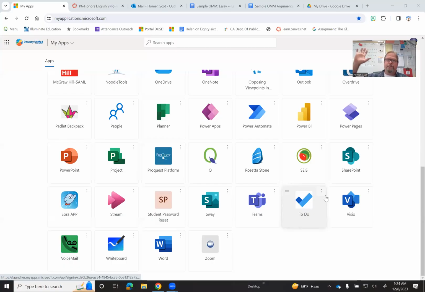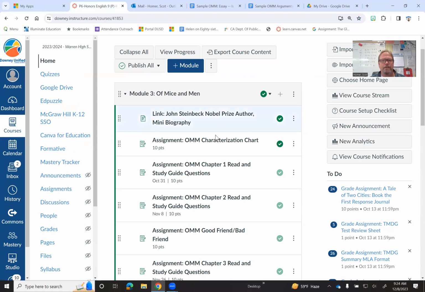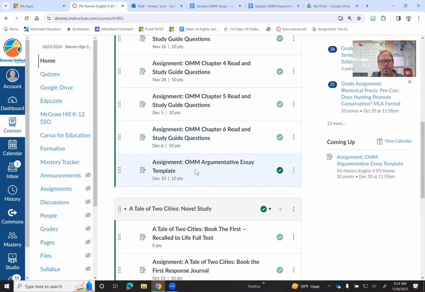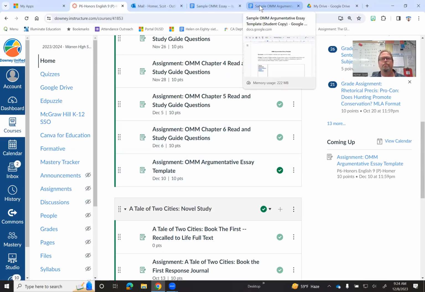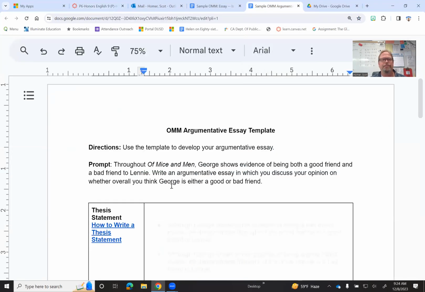And hey, here I am in the upper right-hand corner. Okay, anyway, start on your home page and scroll down to the bottom of the module and open up OMM Argumentative Essay Template. All right, I already have mine open, so we'll go right to that.